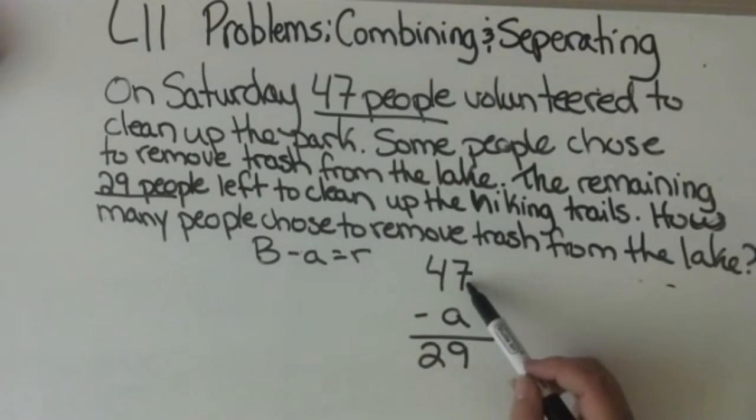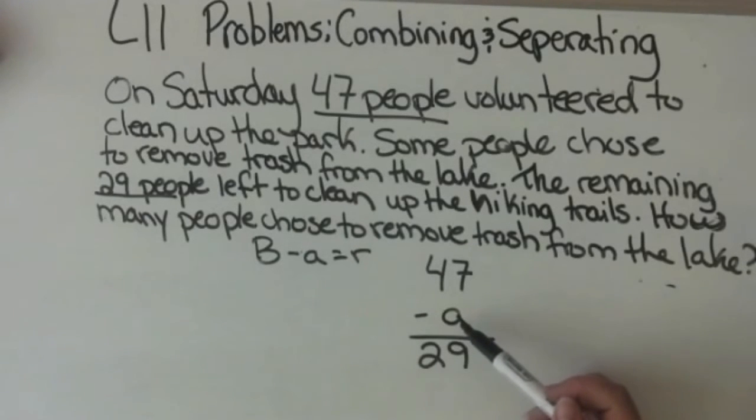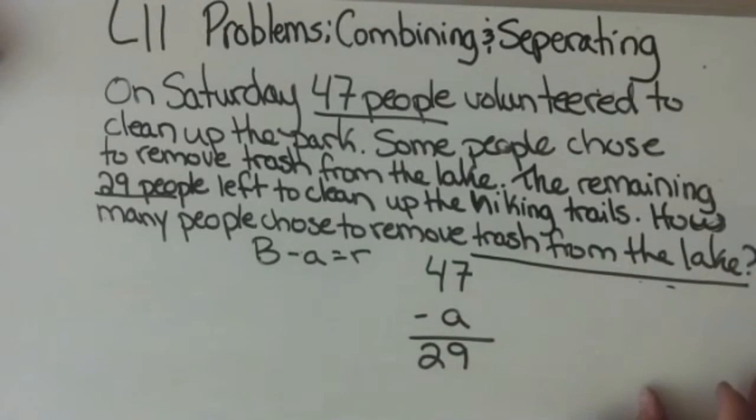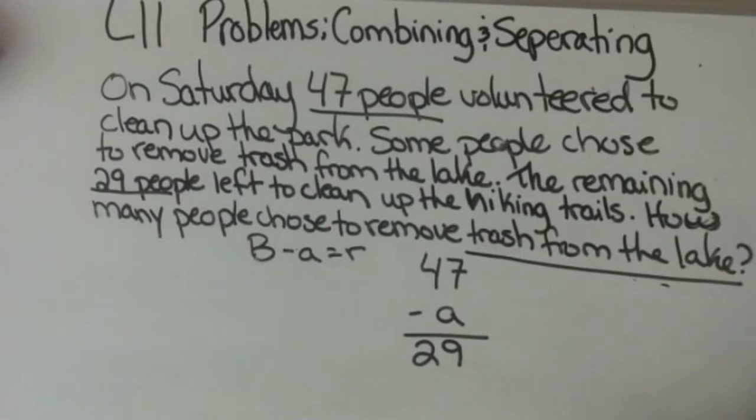So we have 47. Okay, that's the beginning amount. We are missing the sum went away. Okay, that's what this A is, because it said that some people went to go do the lake, and our question asks us how many people went to remove trash from the lake, and that was what some people did. So we need to figure out how to find this one.